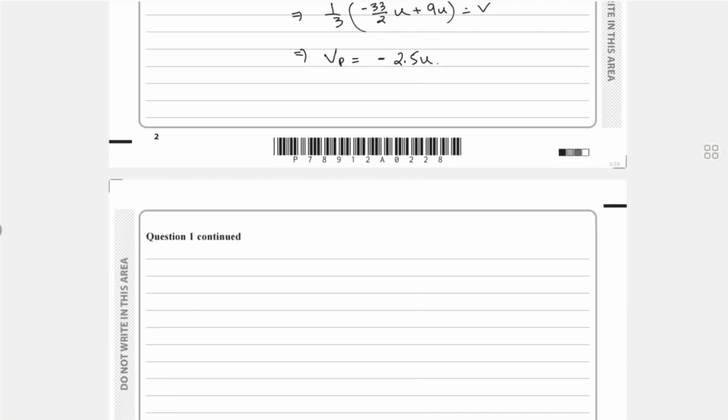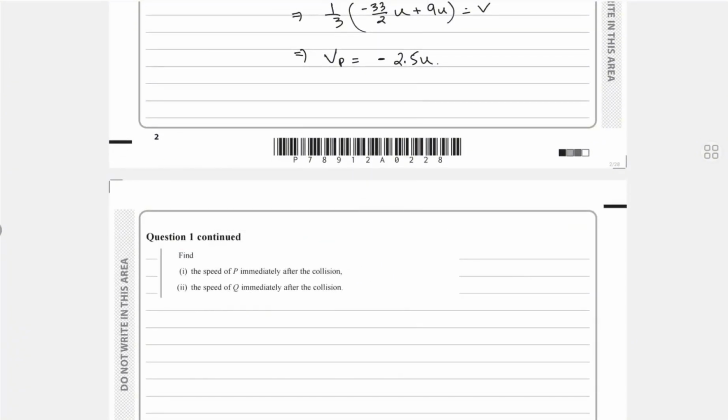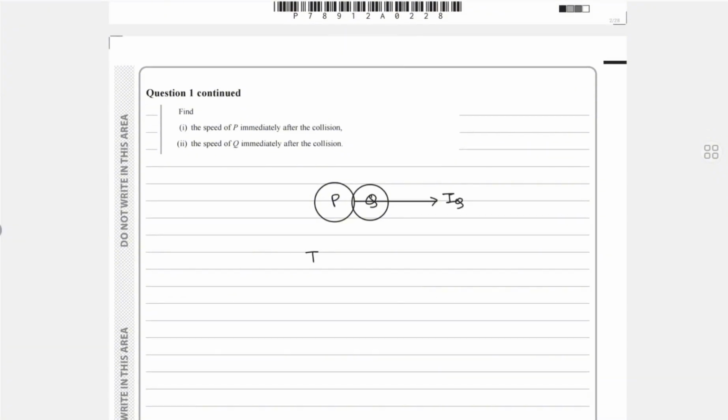In the second part of the question, it says speed of Q immediately after the collision. We need to find the speed of Q after the collision. Since P and Q both collided, there's an impulse on Q as well. The impulse on Q would be on the right-hand side. That would be IQ, and that's what we need to find.